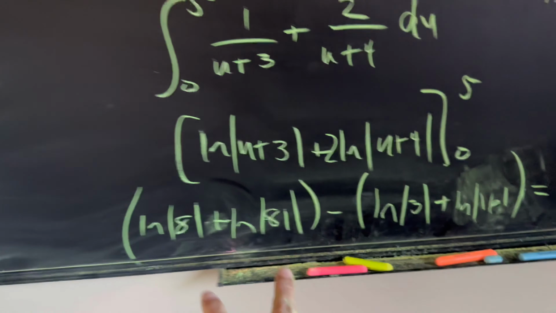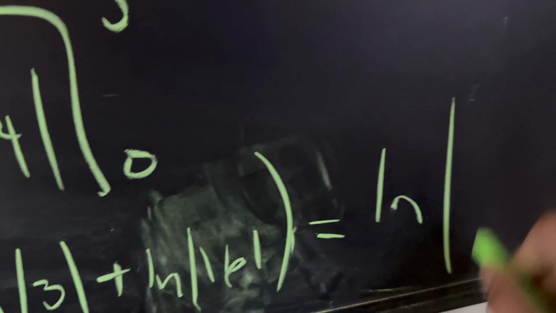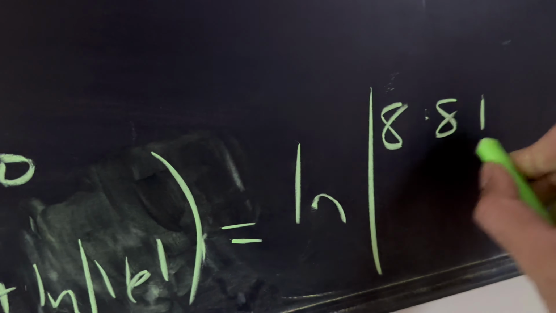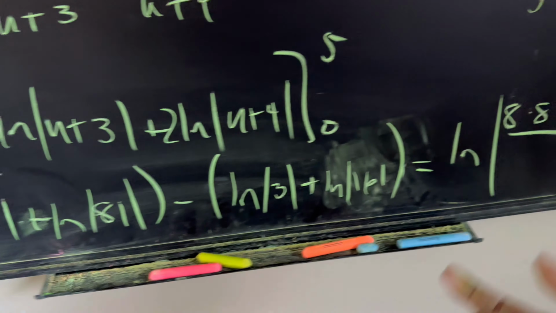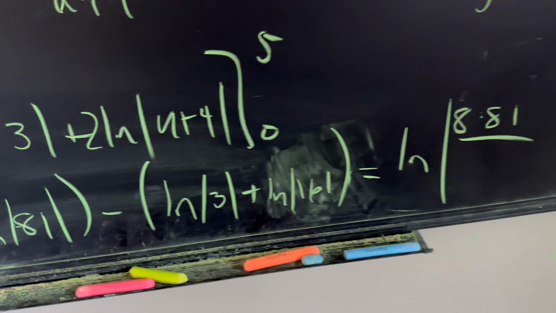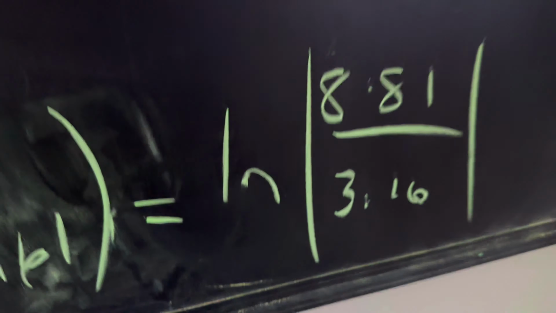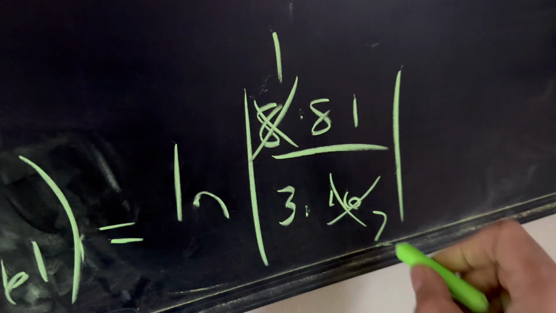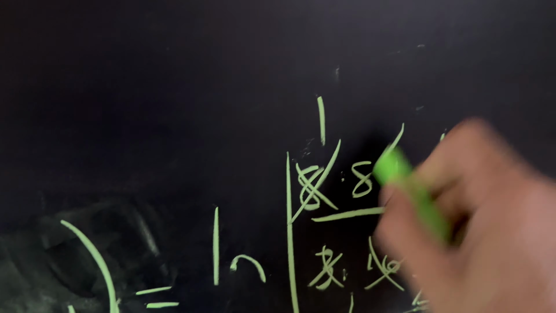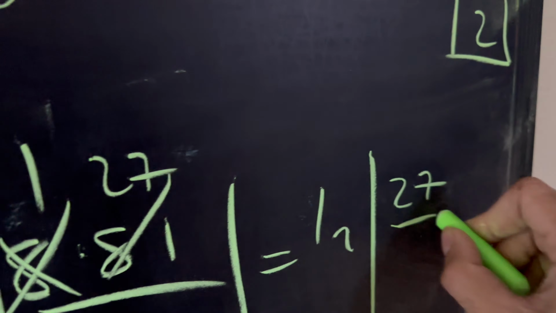Okay, so now we can go ahead and combine these. These are being added together, so by properties of logarithms, you're going to have natural log of 8 times 81 over, and the reason I said over is because this is being subtracted, so it's going to go on the bottom here in the denominator. Now we have 3 times 16, and we can simplify this. This becomes a 1, this will become a 2, and this becomes a 1, and this becomes a 27, and we get a simple answer, natural log of 27 over 2.